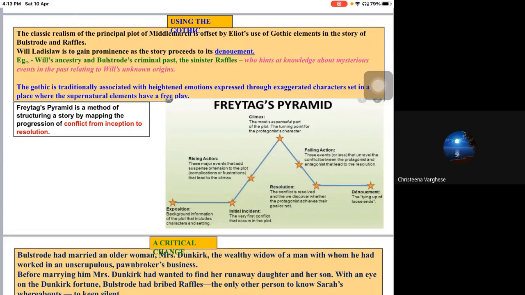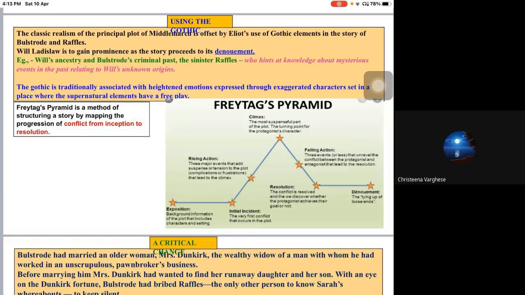And then we have the falling action. Again, you see like three events or maybe even less than three events, which unravel the conflict between the protagonist and the antagonist, which leads to the resolution. So the conflict being solved is the next stage, the resolution stage. The conflict is resolved and we discover whether the protagonist achieves their goal or not. And then we have the denouement, which is the tying up of all loose ends, where all the loose ends of the story are tied together.